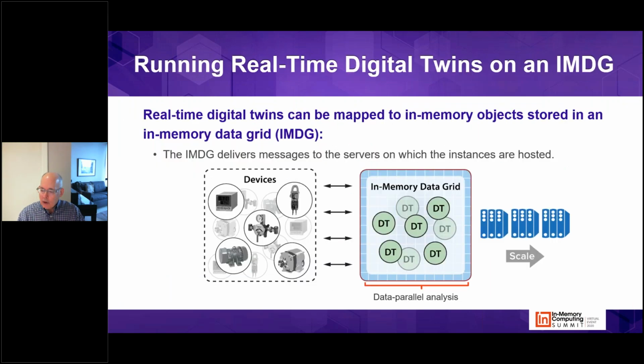So how do we actually run these things? They run within an in-memory data grid. An in-memory data grid is hosting the digital twin state objects as objects in the grid and scaling as necessary to handle the number of data sources that are present, in addition to providing data parallel analysis.